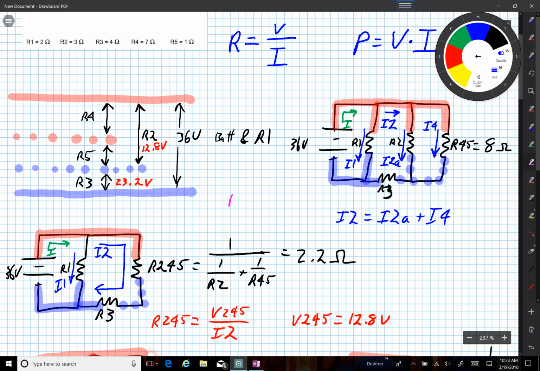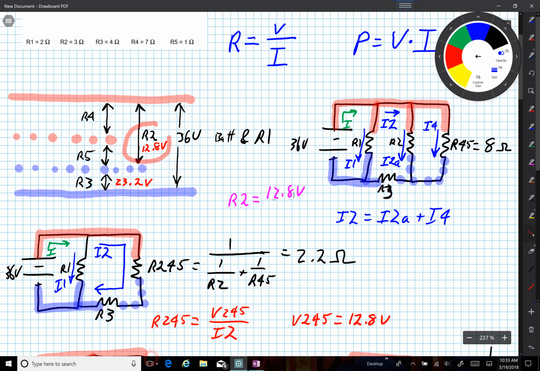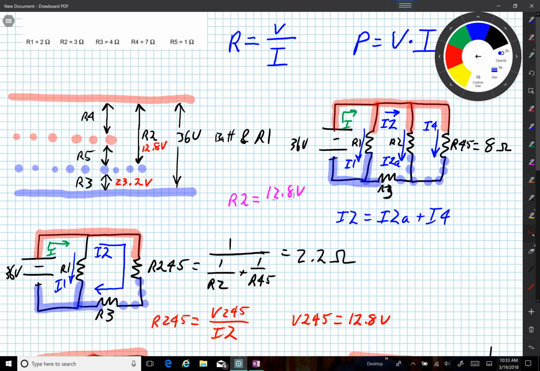I can say R2 is V2. Let's see. V2, I already know. I already know this is 12.8. I don't need to put it in here. I know the number. 12.8 volts. How do I know that? I'm looking over here at my color ladder diagram. The voltage across R2 is 12.8 volts.